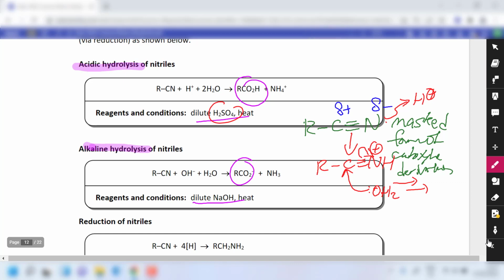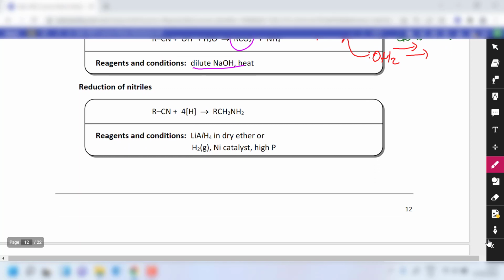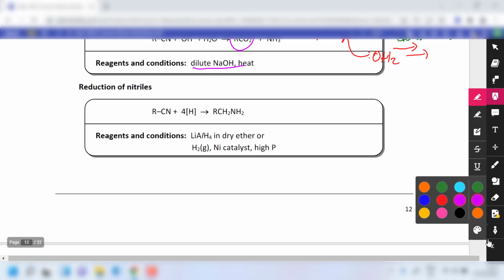Okay, but probably you might wish to know that the purpose of doing it in dilute acid condition is to protonate the nitrile nitrogen. Another reason why nitriles are useful is because we can reduce them under a quite special condition known as lithium aluminum hydride in dry ether, or you can also do it under hydrogen with nickel catalyst, high pressure.